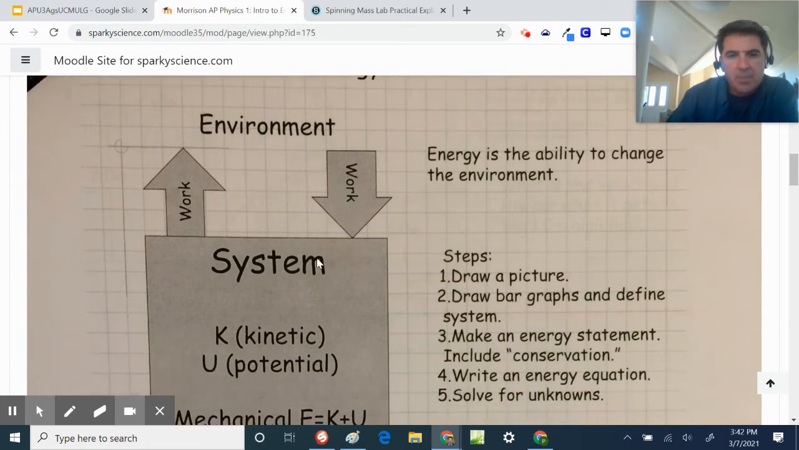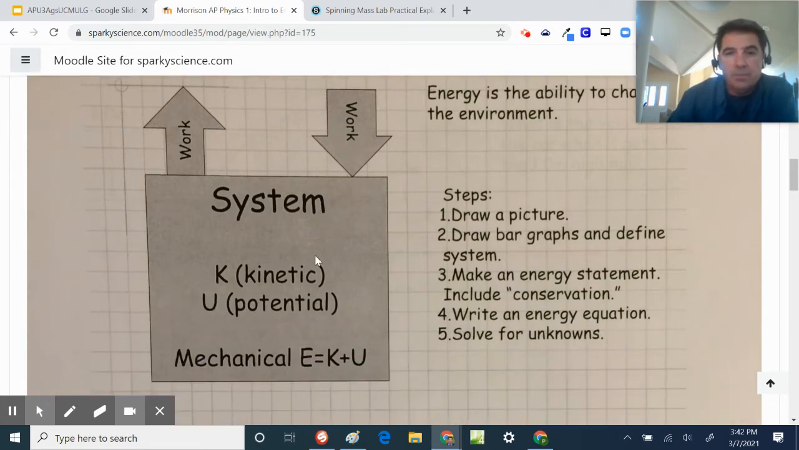It's a pretty vague explanation, but you'll see as we work through this what it actually means. So the steps are to draw a picture, draw bar graphs, define the system, make an energy statement of conservation of energy, what goes in, what goes out, write your equations, and solve for your unknowns. And there's an updated version of this that I'll probably have for you in the notes. Same idea, a little more specific.